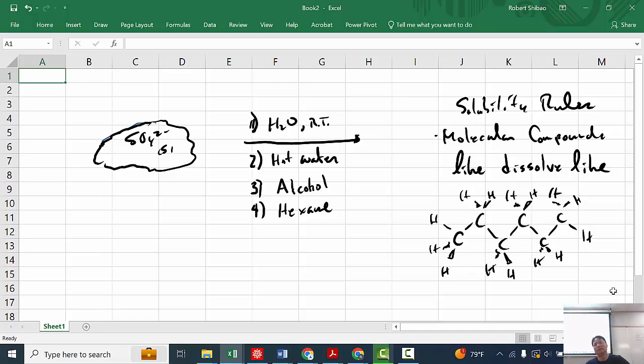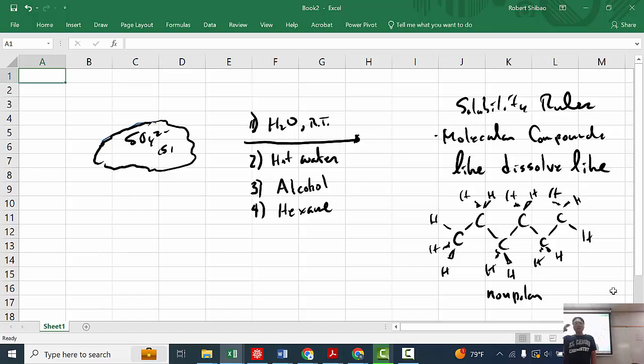Something like this. And this is what we call non-polar. So the strategy here is going from something quite polar, like water, to something of intermediate polarity, like alcohol or other things, ketones, to something that's non-polar, like hexane.